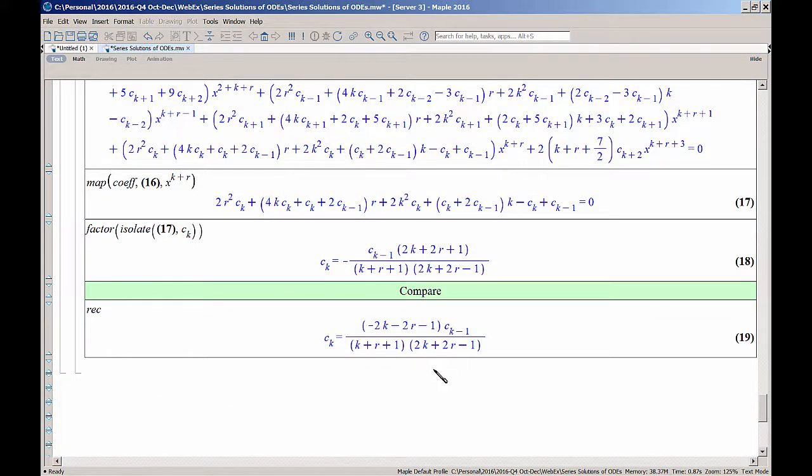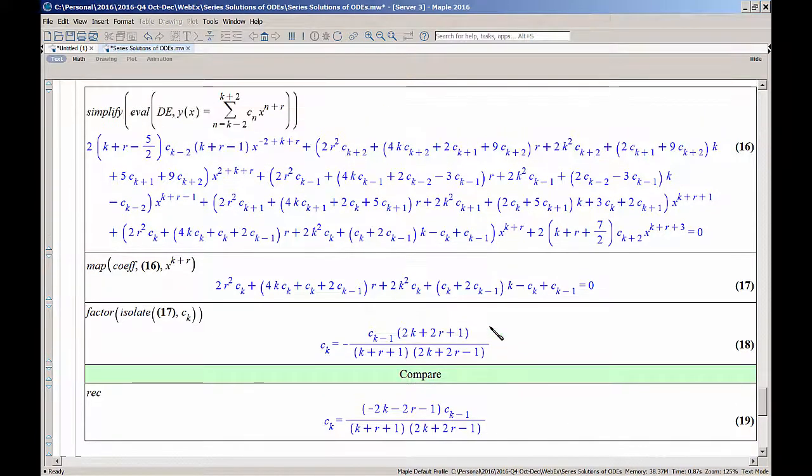And we then compare this expression to what we got when we used subscripts earlier and worked by hand. And you can see ck minus 1, ck minus 1. So here's a minus out front, 2k plus 2r plus 1, 2k plus 2r plus 1, and this minus is now inside. And this is k plus r plus 1, 2k plus 2r minus 1, so they agree.